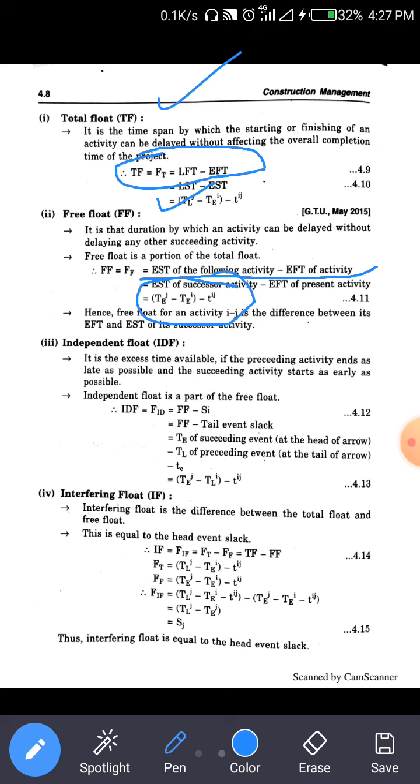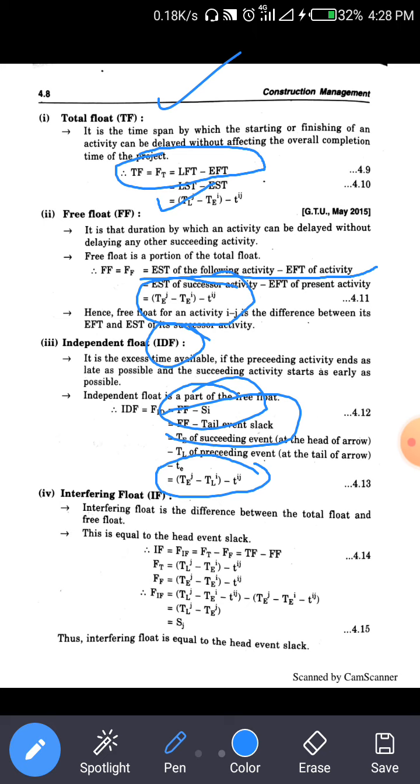Then another is the independent float, IDF for short. It is the excess time available if the preceding activity ends as late as possible and the succeeding activity starts as early as possible. So IDF is FF minus SI, that is, FF minus the tail event slack. Another equation we use is TEJ minus TLI minus TIJ.